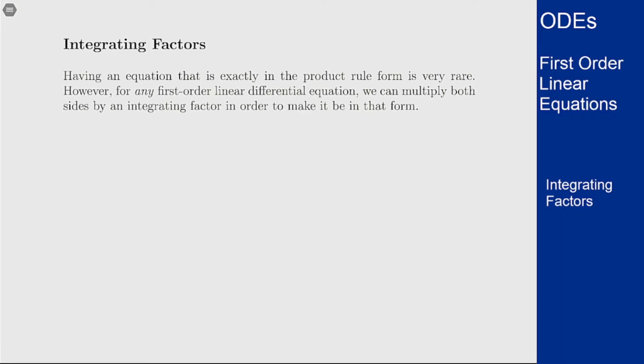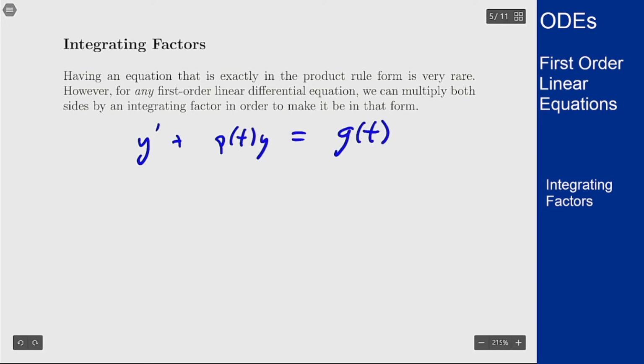However, there's a way we can convert an equation that does not have this product rule form on the left side into one that does, using what's called an integrating factor. So the idea is the following. We start with our differential equation, which in standard form is y' + p(t)y = g(t), some function g of t on the right.